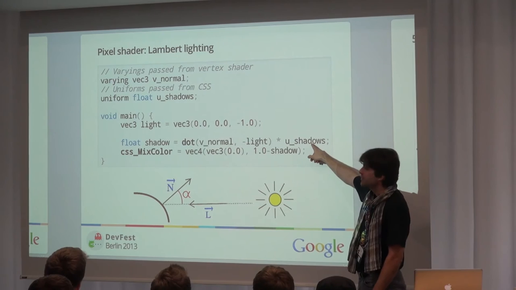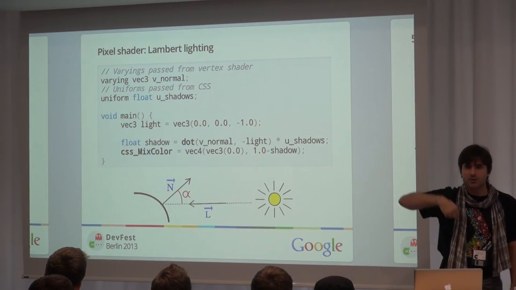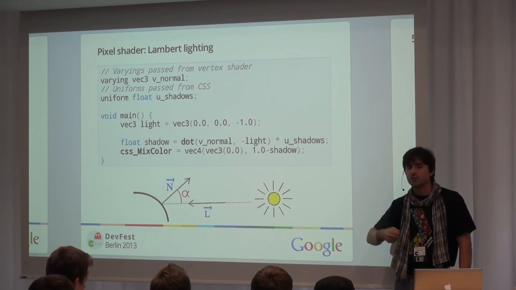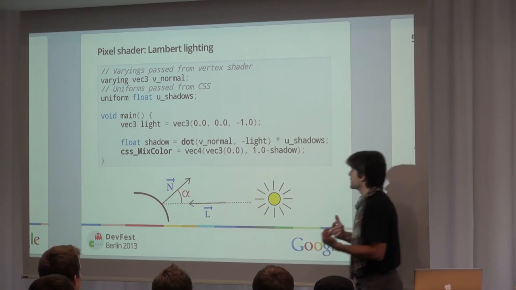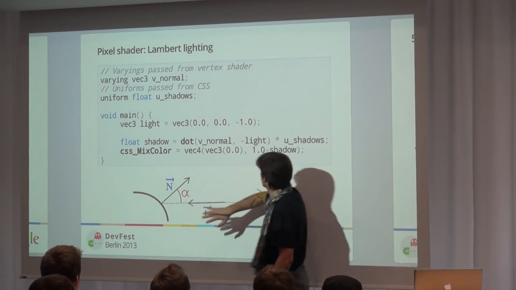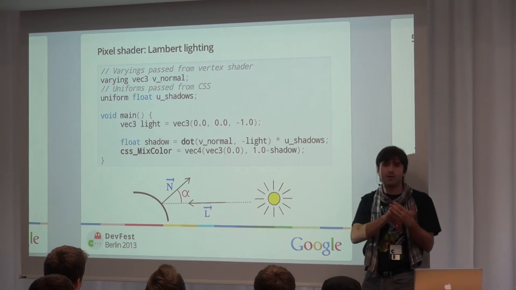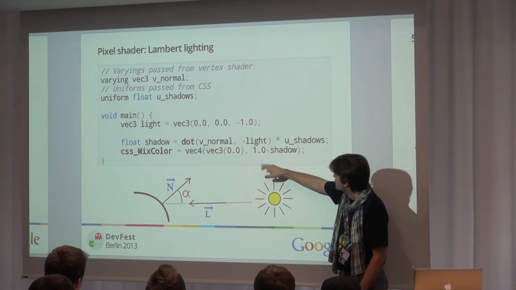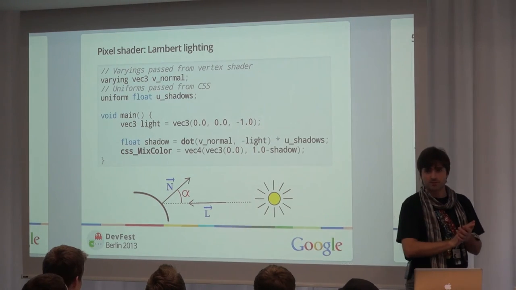I multiply it here by a factor that I have passed from CSS that allows me to control the intensity of this effect. And then, once I have it, I blend a black pixel onto my existing background color using actually one minus shadow as the blending, as the transparency.